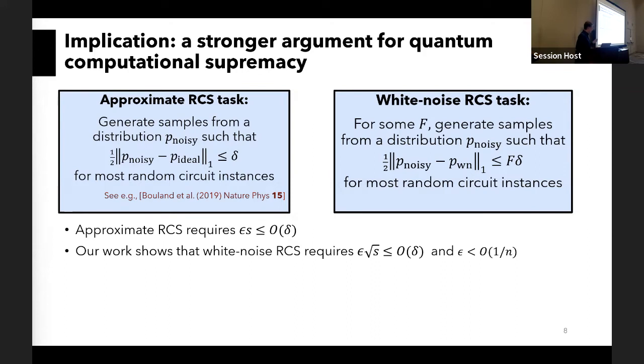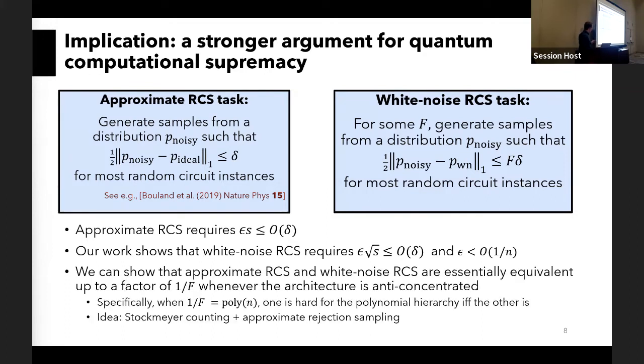But yeah, so in theory, this kind of justifies trying to perform an experiment like this based on the white noise RCS task at low fidelity. What's more, we can give a reduction between these two tasks and show that they're essentially equivalent in a concrete complexity theoretic sense. If f is only polynomially small, then in fact, one of these tasks is hard for the polynomial hierarchy if and only if the other one is. This is sort of the gold standard for what makes a hard classical task in this line of work.